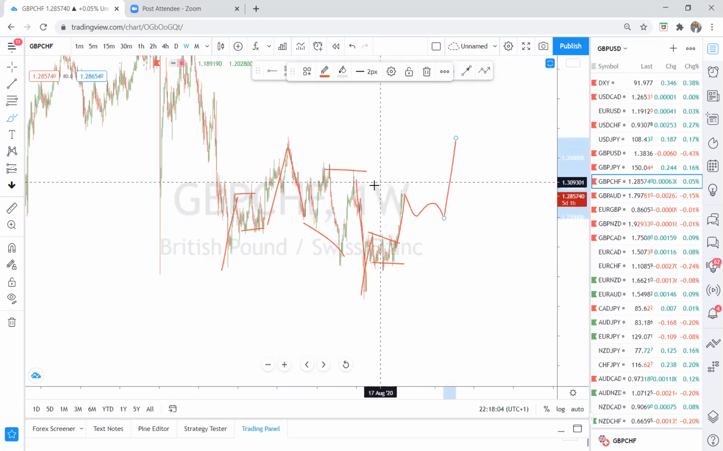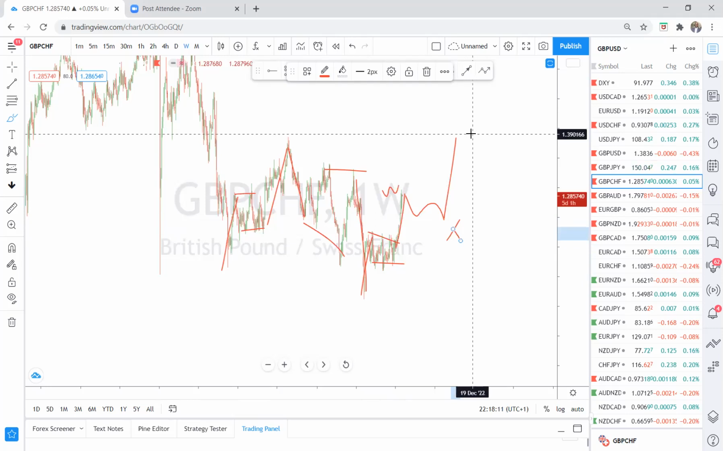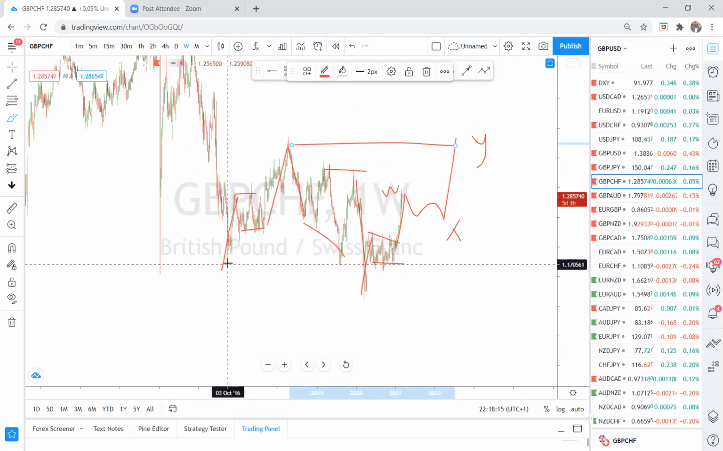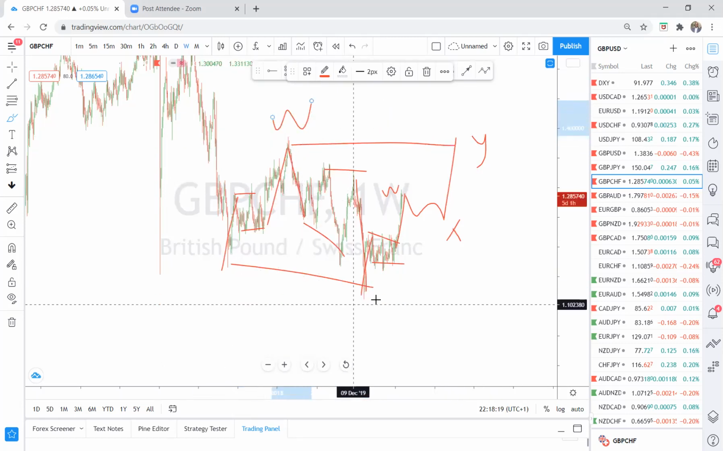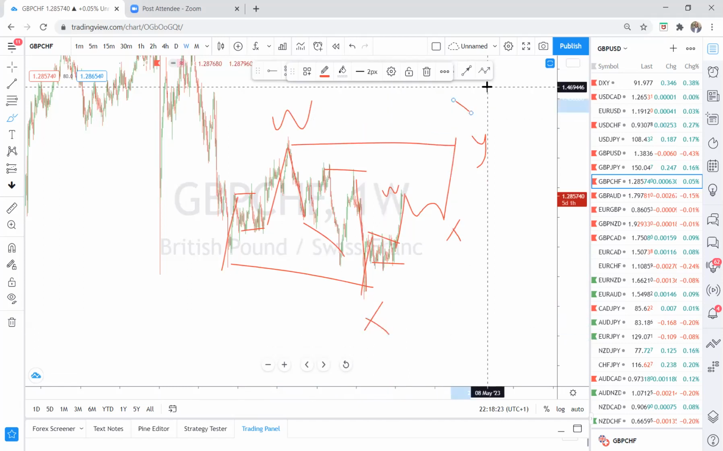So this in itself will be W, X, and Y. And when this structure completes here, you have a 3-wave up here, which is W. You have 3-wave down, which is X, and you have 3-wave up, which is Y.